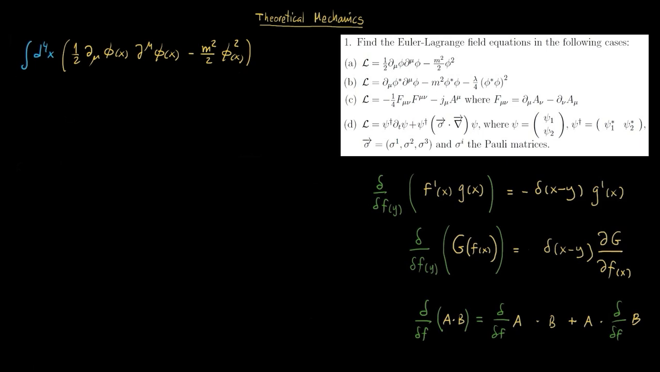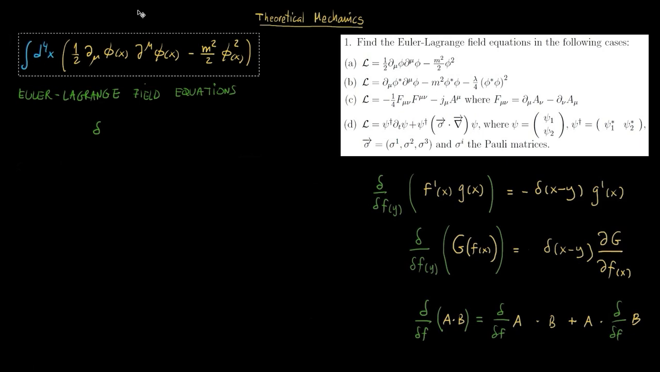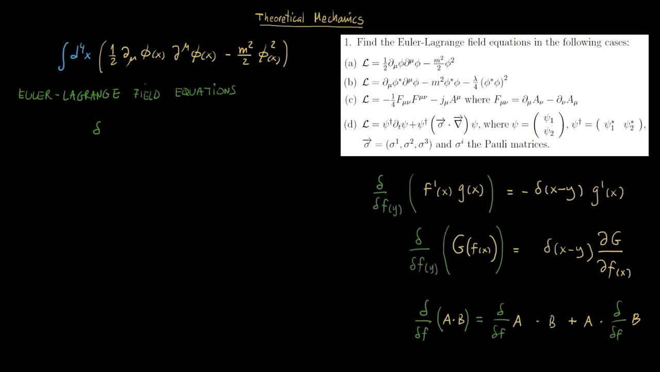Remember, if you want to find the Euler-Lagrange field equations, one way to do it is by calculating the functional derivative of the action. Let's call this S. I know Santi called this I, but I like more to say this is S of phi. So, in order to find the Euler-Lagrange field equations, you must calculate the functional derivative of this action with respect to phi(y) and then make it equal to 0. This is the rule. So, let's see.